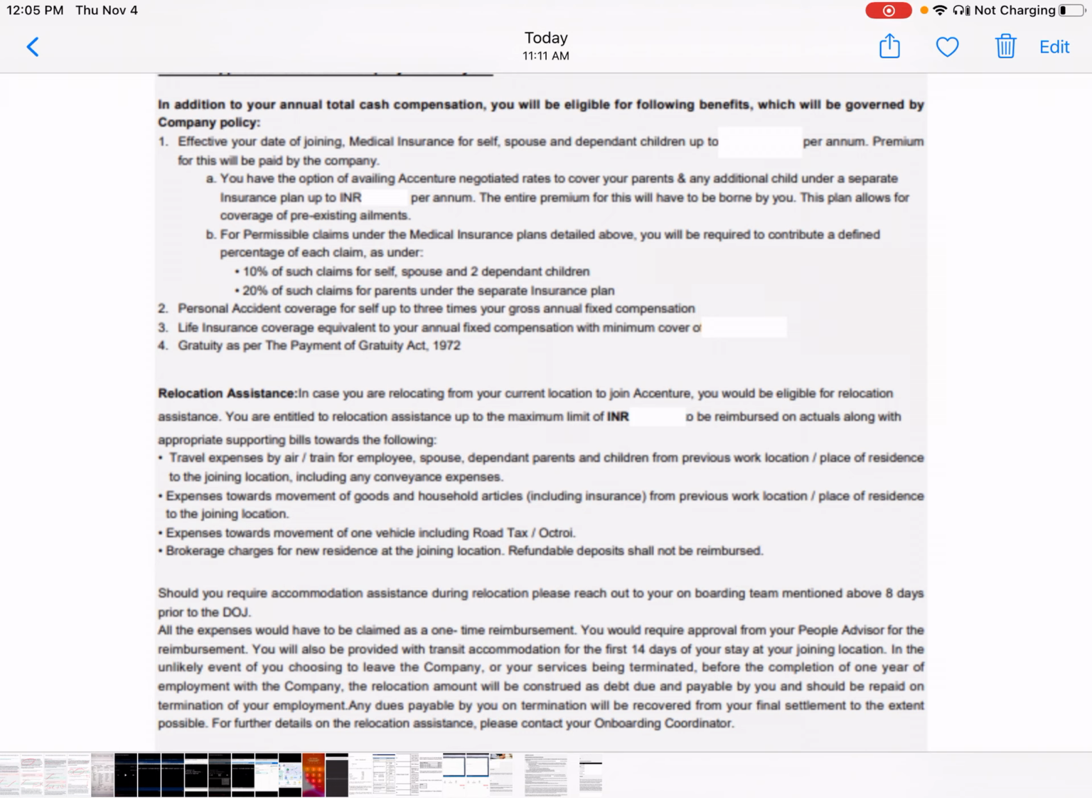The insurance premium for that will be borne by Accenture. So that is the good part. The gratuity, life insurance and medical insurance, the default insurance amount, will be borne by Accenture. Now, another thing is relocation. Accenture does pay relocation of 20 to 50,000, and this is again based on your career level in Accenture.